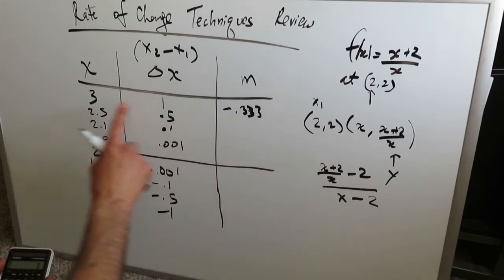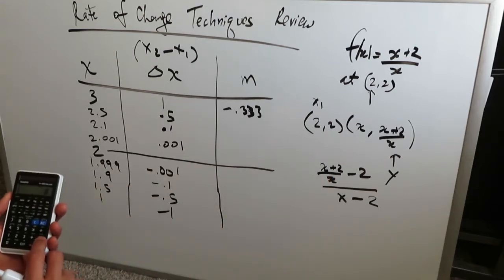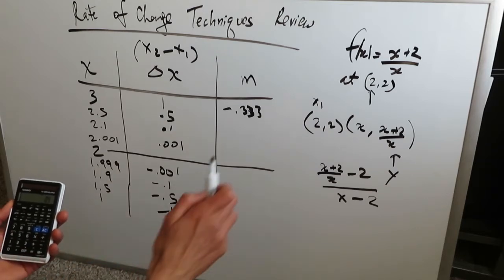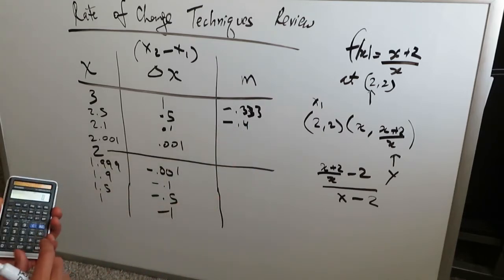So let's use 2.5 in this formula. We get 2.5 plus 2 divided by 2.5, and I'm working here on my calculator, minus 2 divided by 0.5. I get a minus 0.4. So these values are going to change to something which will approximate the reality.